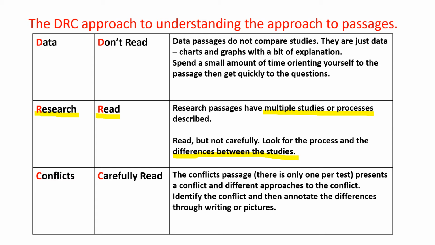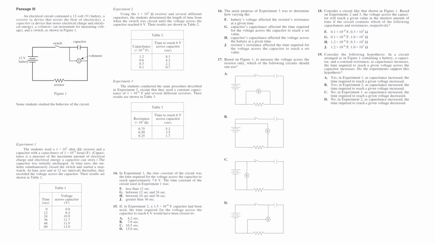Sometimes you're not going to need to read much. Other times you're going to be asked questions about the differences between the studies. So this is passage 3, the passage you should be on. You know it's a research passage because it says experiment 1, experiment 2, and experiment 3, so you know they're comparing experiments. You can skim the intro if you want, and then go see the differences in the studies.